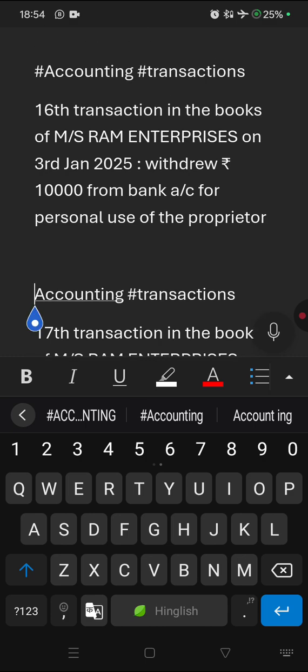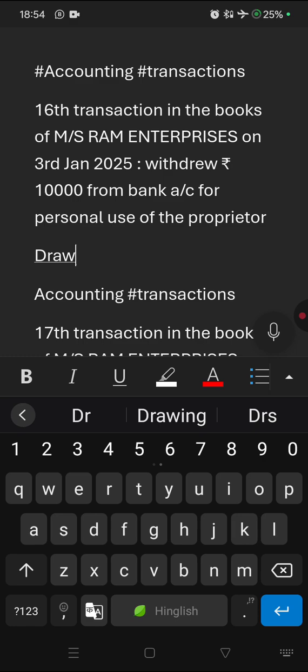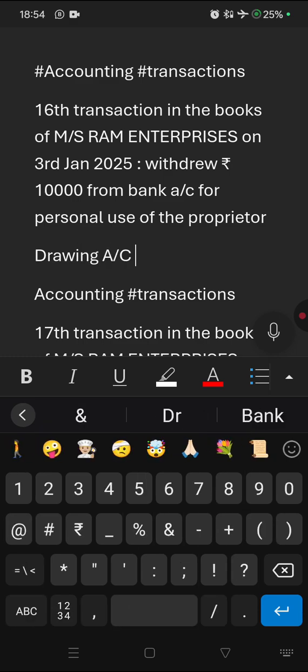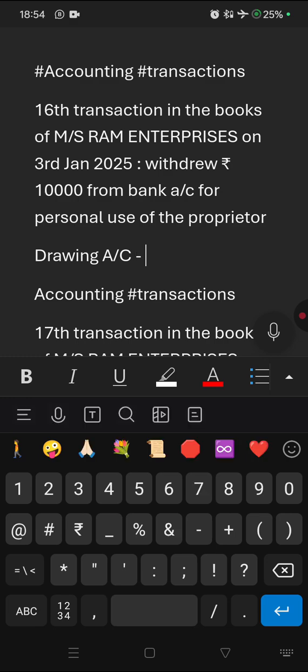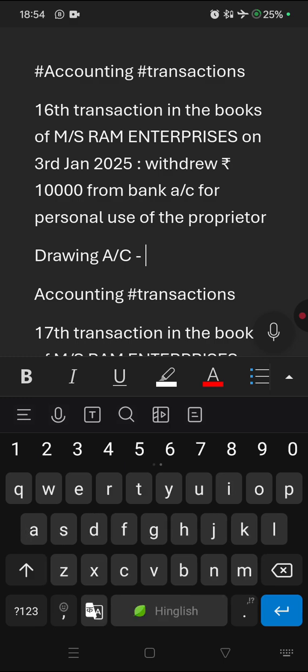Why? The proprietor is withdrawing money from the business for his or her personal use. So the first account is drawing account. The drawing account is debited. Why debit? Because it is the personal account, it is the receiver, and it is under capital, and capital is decreasing. Drawing account debit, how much rupees? 10,000.